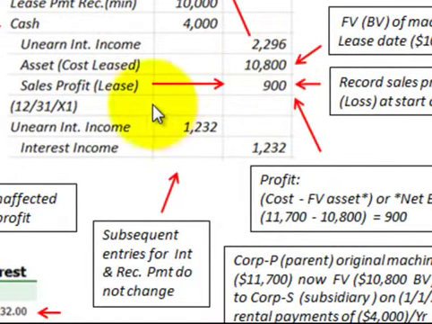Now in the subsequent periods, at the end of the year, 12/31/X1, we have a debit amount to the unearned interest income and then a credit to our interest income for $1,232 in both cases. So the subsequent entries for the interest receivable and receipt of the payments on this receivable do not change because of the profit or loss that we'd recognize on this sales type lease.